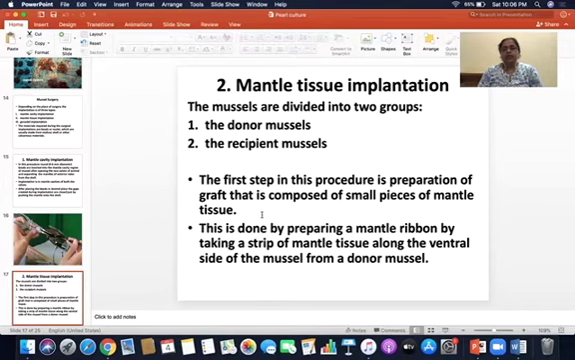In this implantation method, the first step is the preparation of the graft, which is composed of small pieces of mantle tissue. So, the mantle is removed from the donor muscles and cut into small pieces. This is done by preparing a mantle ribbon by taking a strip of the mantle tissue along the ventral side of the muscle from the donor muscle. So from the ventral part of the animal, a thin strip of the mantle is cut and made into small pieces.